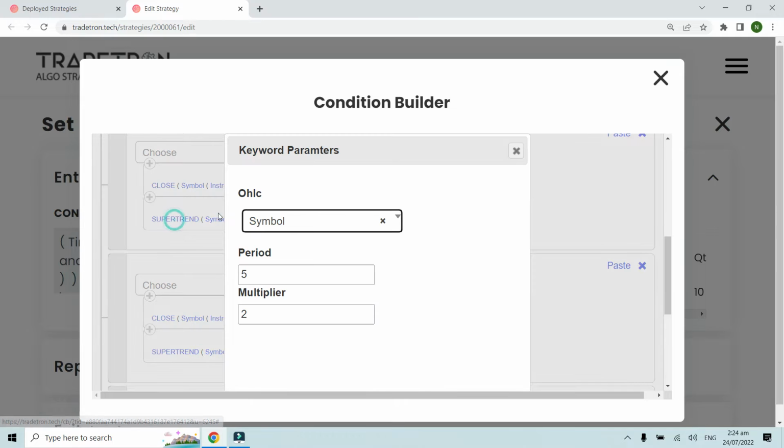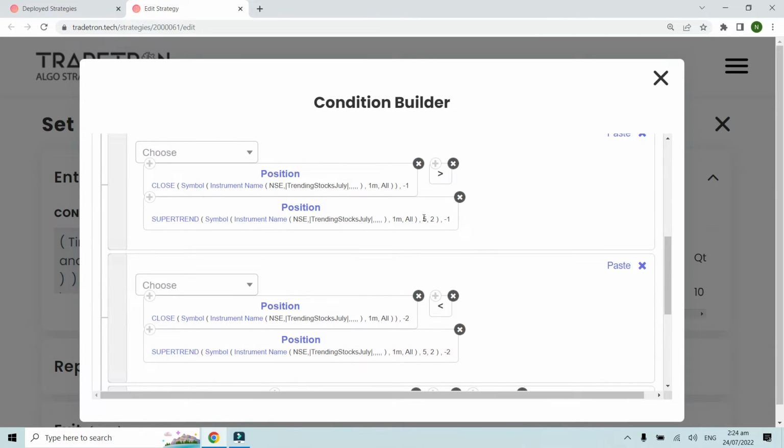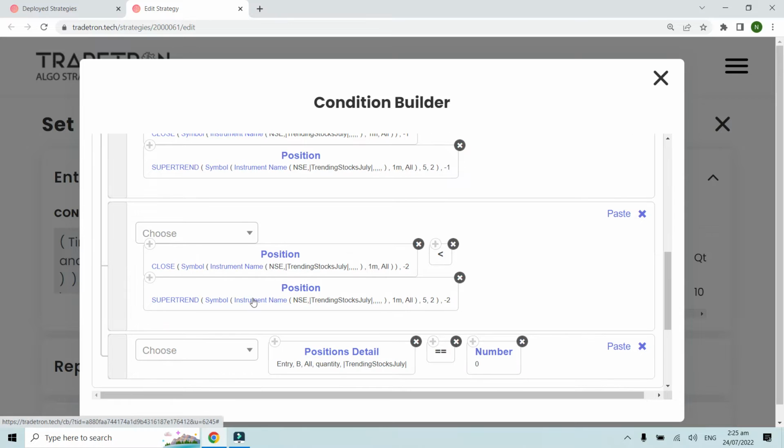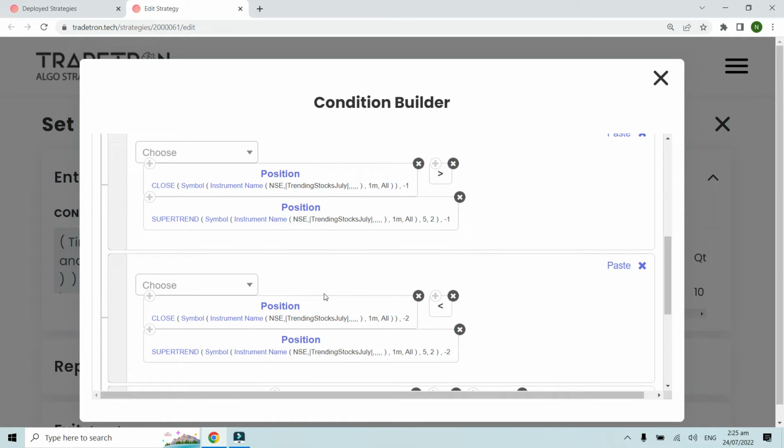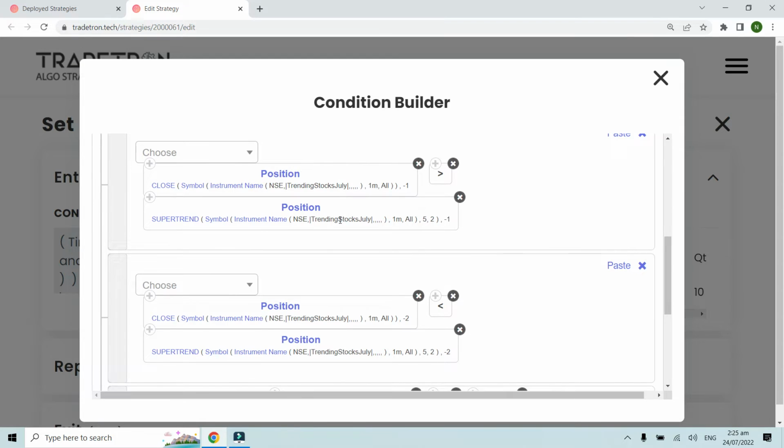So over here we have selected 5-2 as the super trend parameter, and at the same time that -1 candle should be above the super trend, and the -2 candle, that is the previous to previous candle, should be lower than the super trend. That is when there is an upside crossover, right? So the -2 candle is below the super trend and the -1 candle is above the super trend. So that is when this particular upside crossover happens.